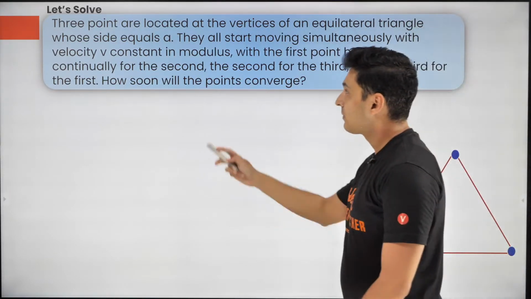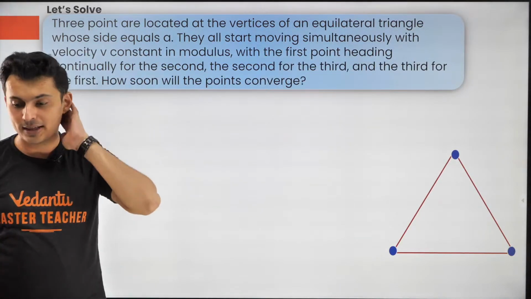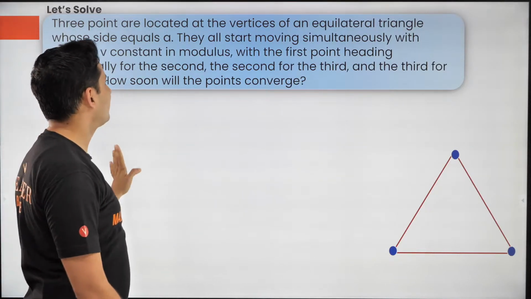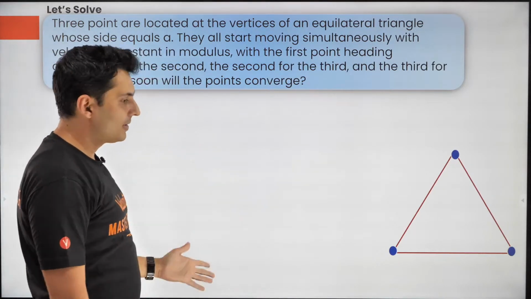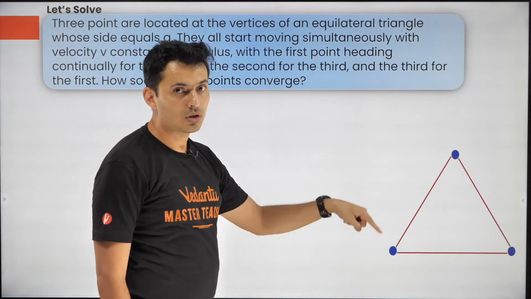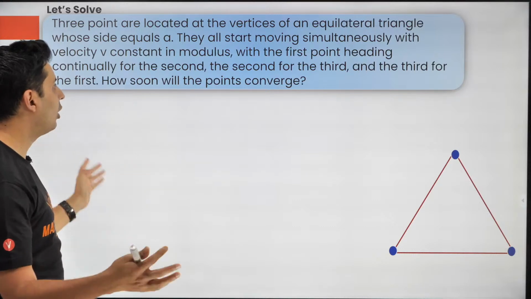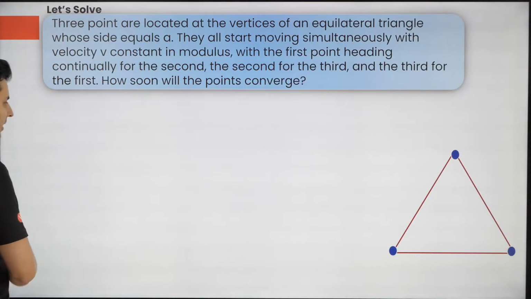Let's see this. 3 points are located on the vertices of a triangle. They start moving towards each other with constant speed. First particle goes towards the second, second goes towards the third, third goes towards the first. They will all meet after how much time? That's the question. Now I'll tell you what it means.